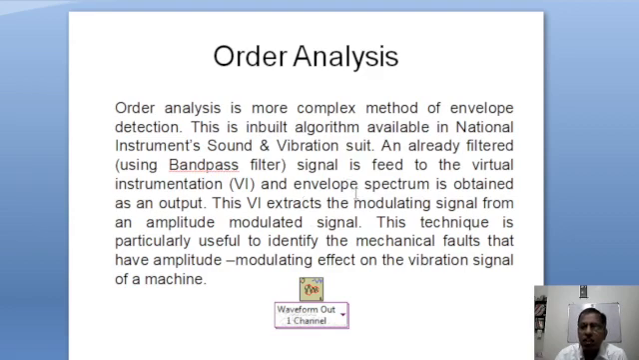This VI extracts the modulating signal from an amplitude modulated signal. This technique is particularly useful to identify mechanical faults that have an amplitude modulating effect on the vibration signal of a machine. So the Hilbert transform and order analysis are both used for envelope detection and to demodulate the signal from the modulated signal in the high frequency zone.